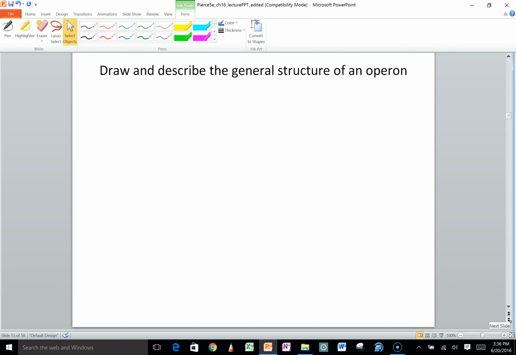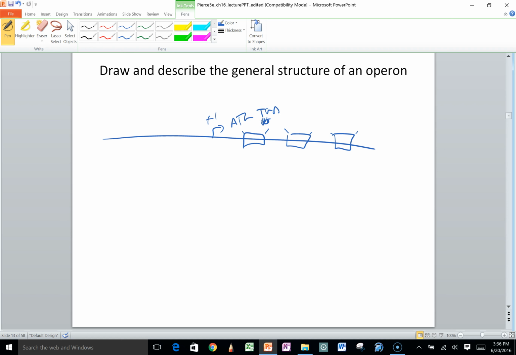So this would be a good little exercise for you. Maybe pause it and draw your own little general structure of an operon. And what you should have is a transcription start site, some structural genes. Each of these structural genes has its own open reading frame. So make that a TGA, another open reading frame here, maybe that's a TAA, another open reading frame here, maybe that's a TAG. Those are the three different stop codons that you can have.